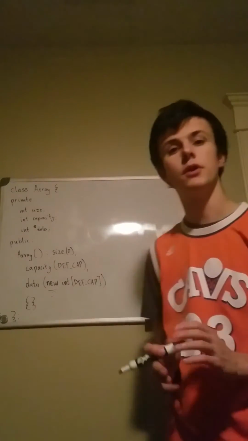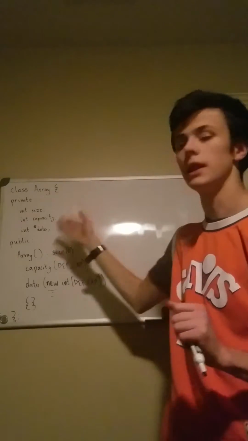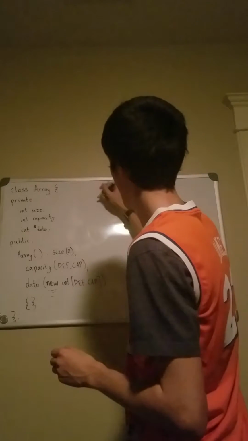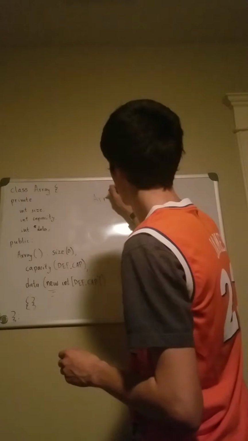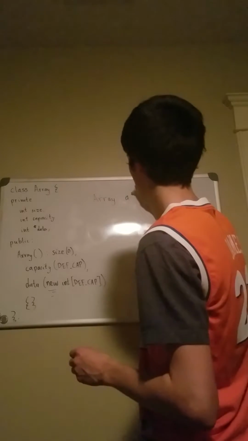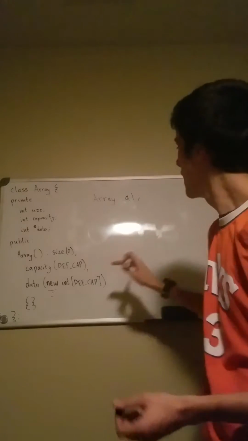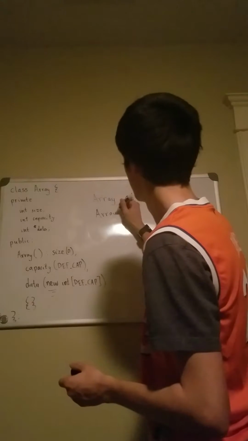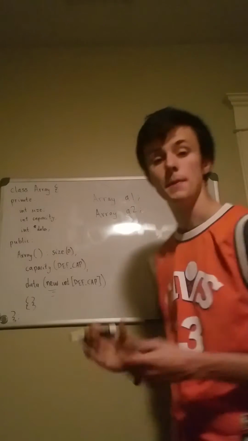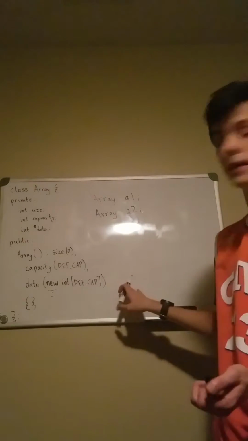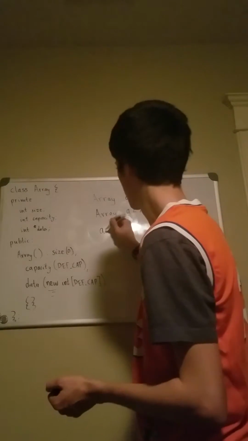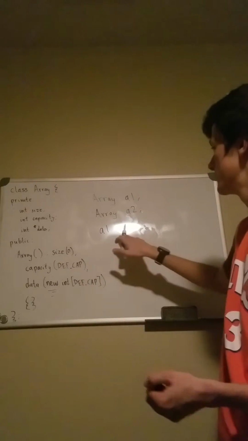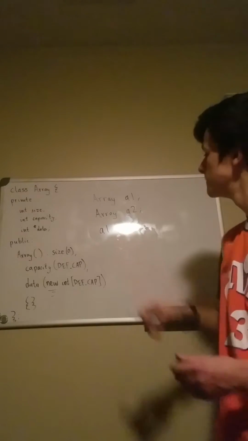The assignment operator is used when an instance of this class has already been initialized. So, for example, you may have an array A1, in this case, and then another array A2. At this point, both of them have been initialized, correct? And then now, let's say we want to assign A2 equal to A1. We're using that assignment operator right there.